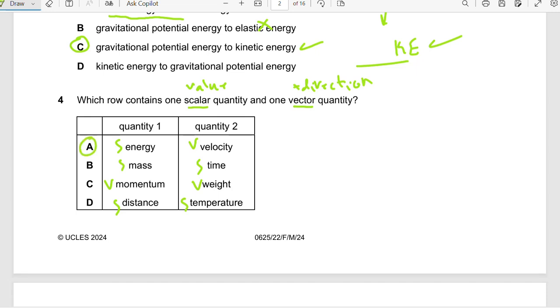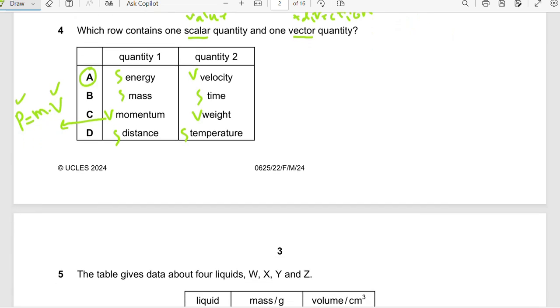Right? Somebody might ask me, Mr., why is momentum a vector? Remember, momentum is actually mass multiplied by velocity. Since velocity is a vector, momentum is a vector. Okay, so here question 4, the option is A.